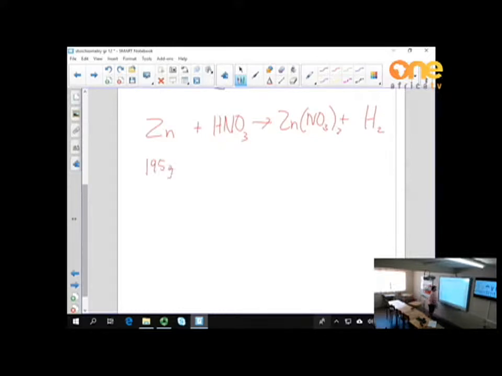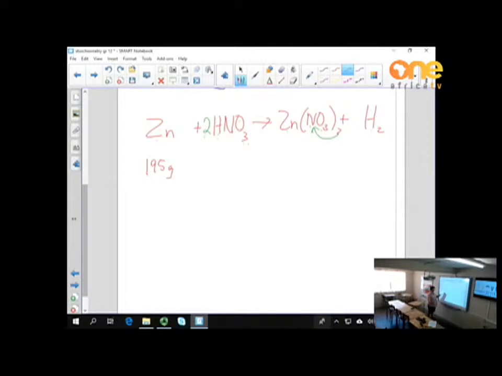So we have 195 grams of zinc. Before we start, we need to balance our equation. One zinc. Here I have two nitrogens, so I will need a 2 there. So I have two hydrogens, two nitrogens, and six oxygens there. So now it is balanced.